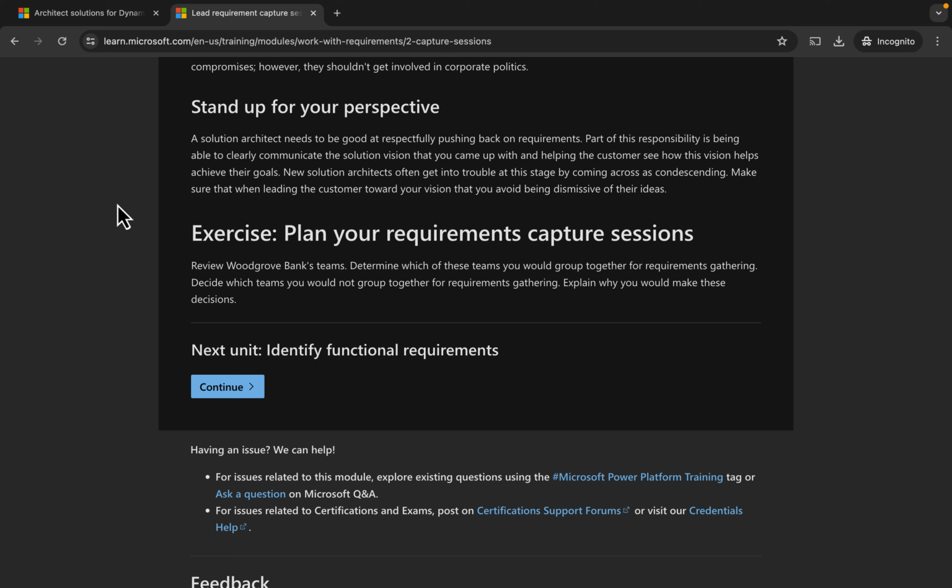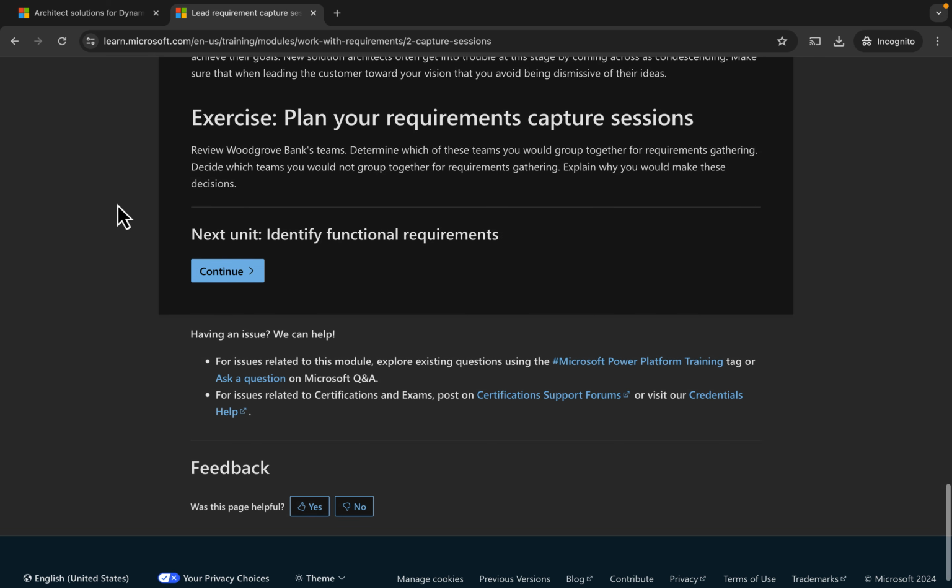Stand up for your perspective. A solution architect needs to be good at respectfully pushing back on requirements. Part of this responsibility is being able to clearly communicate the solution vision that you came up with and helping the customer see how this vision helps achieve their goals. New solution architects often get into trouble at this stage by coming across as condescending. Make sure that when leading the customer toward your vision that you avoid being dismissive of their ideas.